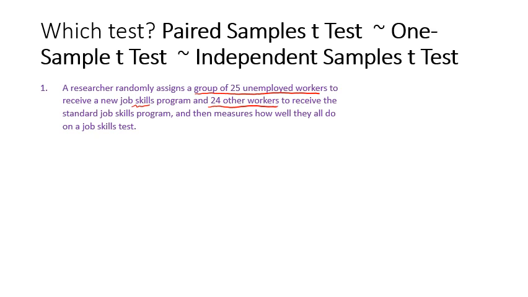And because they're totally different groups of people, we know that we're going to have an independent samples t-test. And we see that each unemployed worker here is not in any way matched systematically to these 24 other workers. And in fact, we don't even have the same number in each sample, 25 in one, 24 in the other. So we know they're not paired. So the only answer is an independent samples t-test.